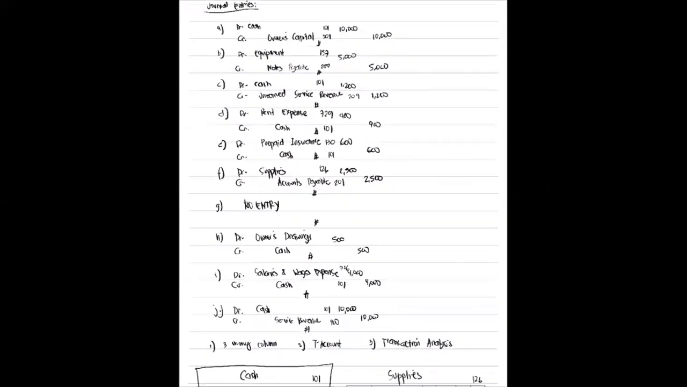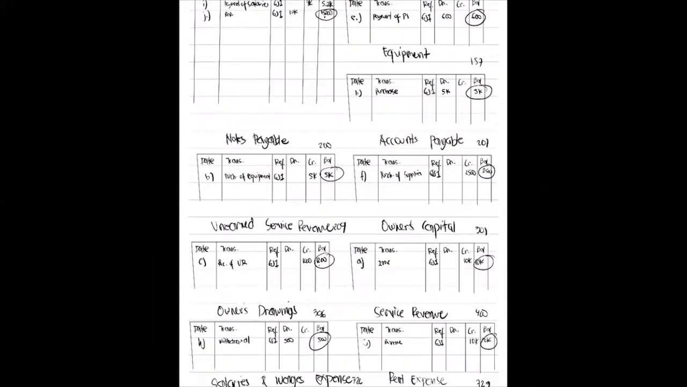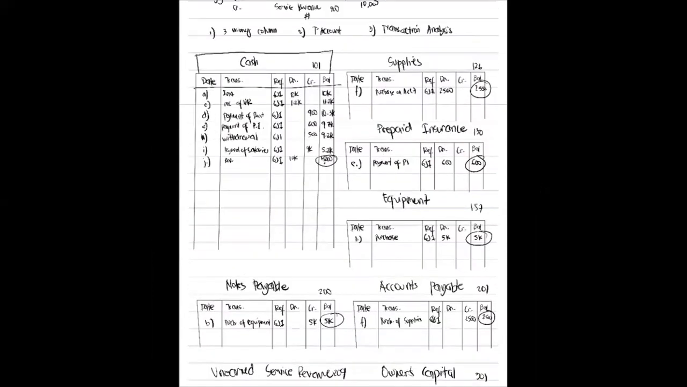So this is our journal. Sorry, I did not make a proper journal. However, just imagine that that is your journal. And then your journal will be transferred to your 3-money column ledgers. And then from your 3-money column ledgers, what do we do? We get the balances of each account.